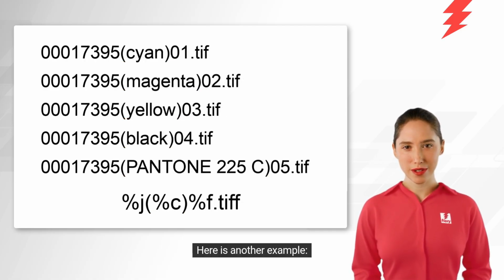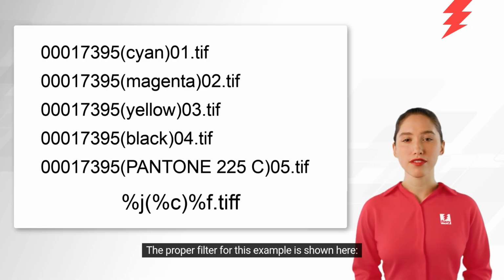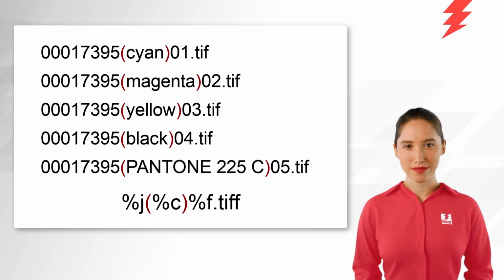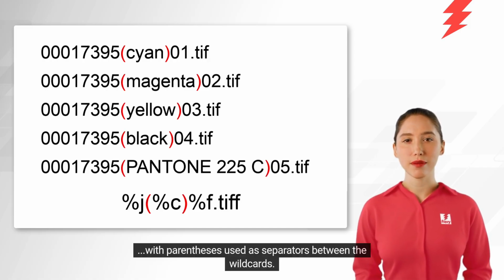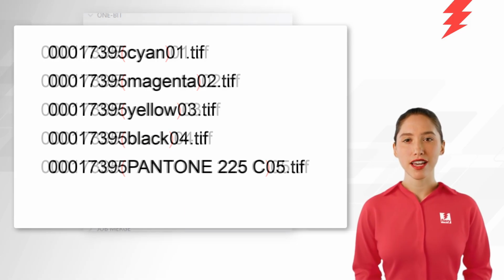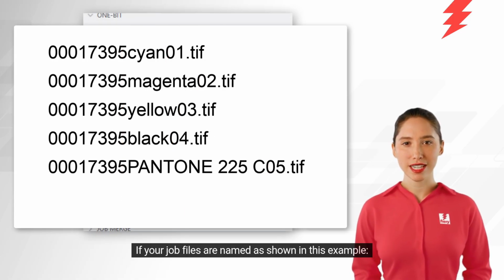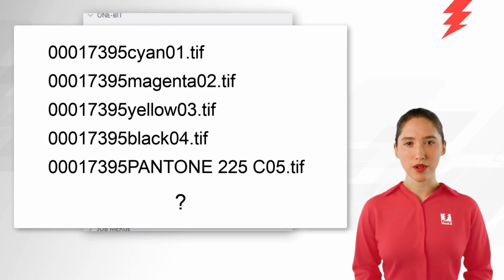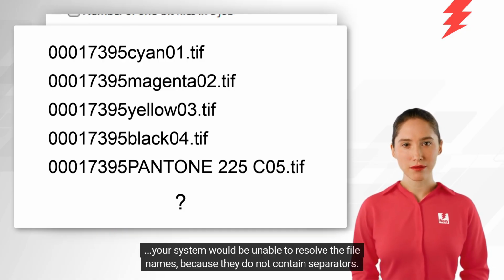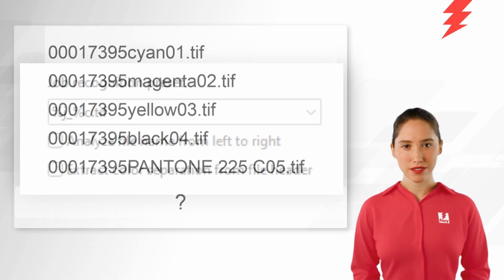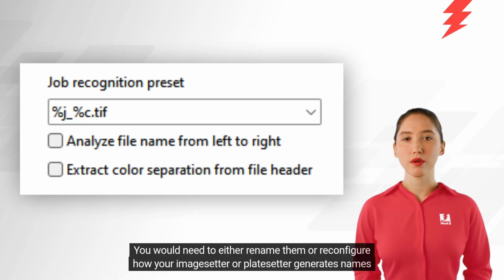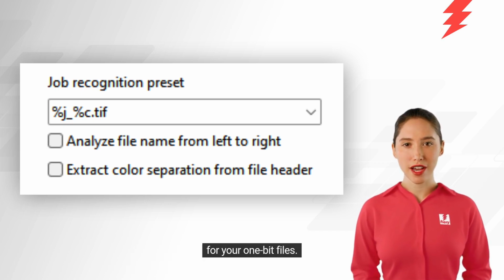Here is another example. The proper filter for this example is shown here, with parentheses used as separators between the wildcards. If your job files are named as shown in this example, your system would be unable to resolve the file names because they do not contain separators. You would need to either rename them or reconfigure how your image setter or plate setter generates names for your OneBit files.